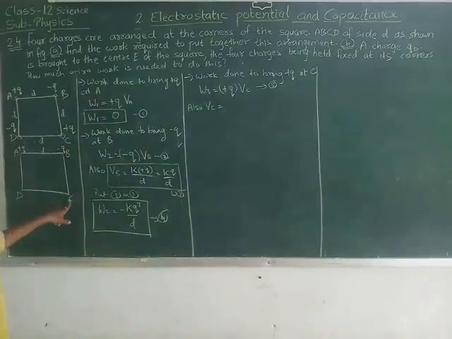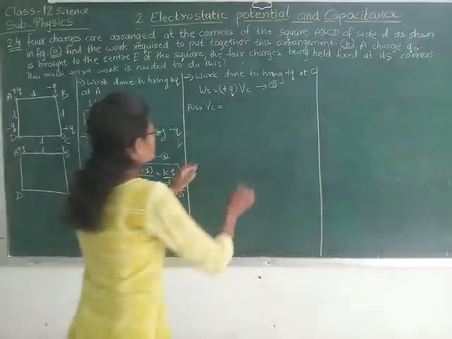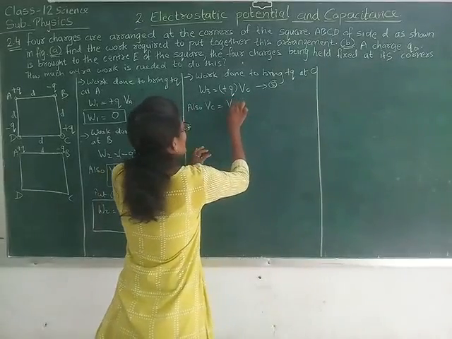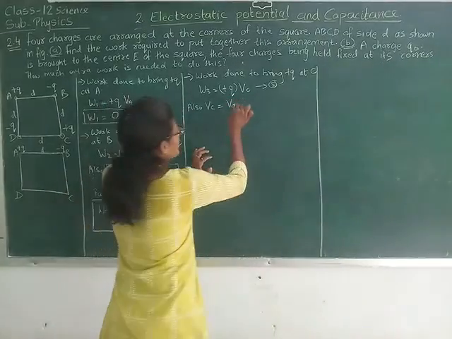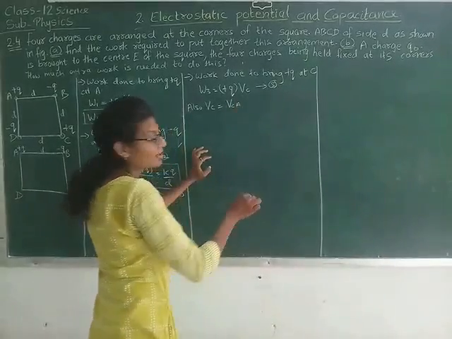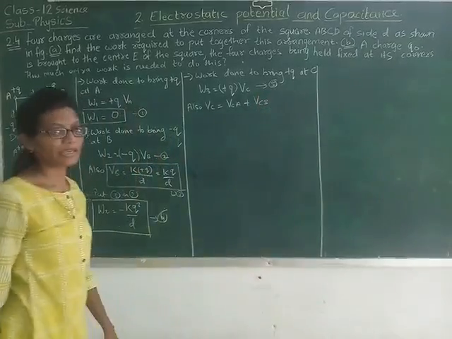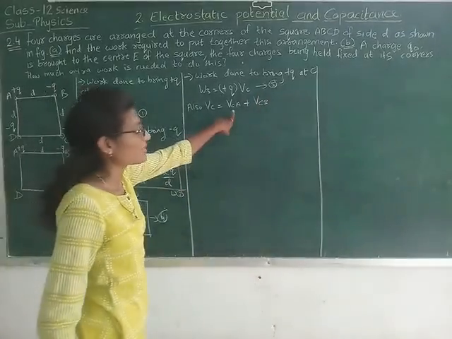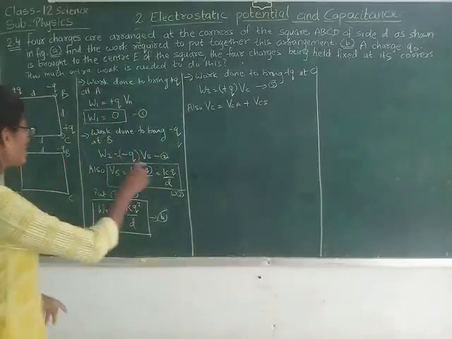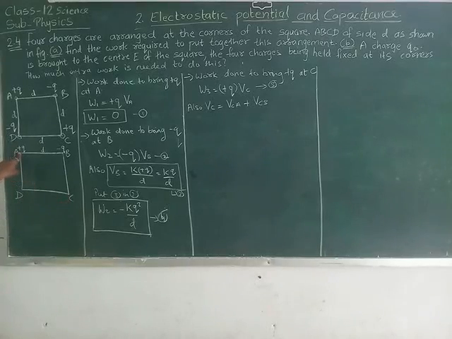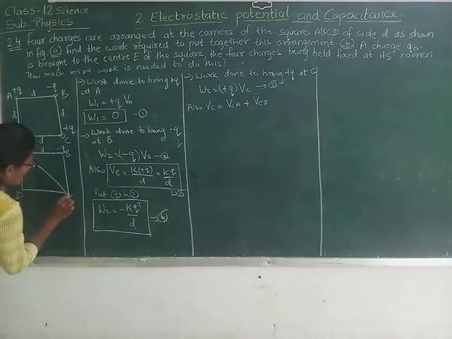Potential at C, due to this minus q charge at B, due to this plus q charge at A, right? So the total potential will be potential at C due to charge at A plus potential at C due to charge at B, right? Now we need to place the general formula. Potential at C due to this plus q charge, so K into plus q upon the distance between A and C.